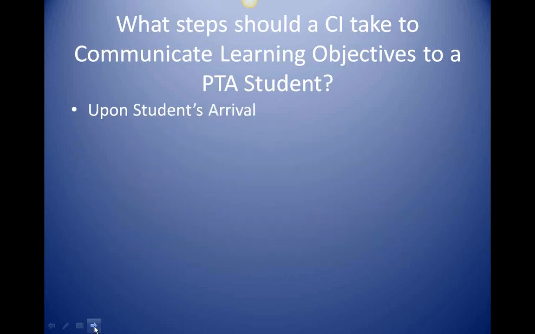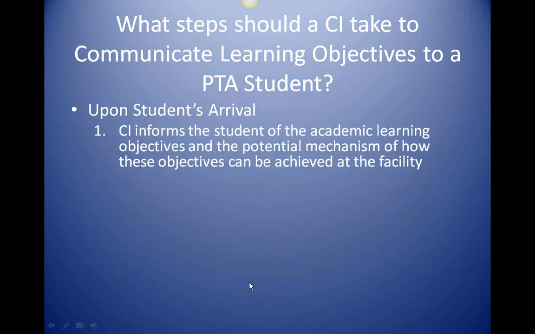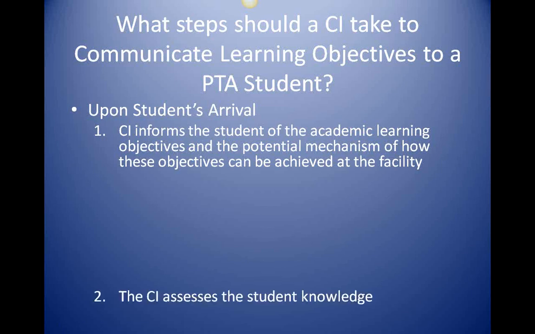What the CI should do to communicate objectives upon the student's arrival, and this is going to hopefully answer your question, Sean, is first the CI informs the student of the academic learning objectives, their potential mechanism, and how these objectives are to be achieved at the facility. So we kind of already covered that. Let's look at the next one, as I think this will answer that question.